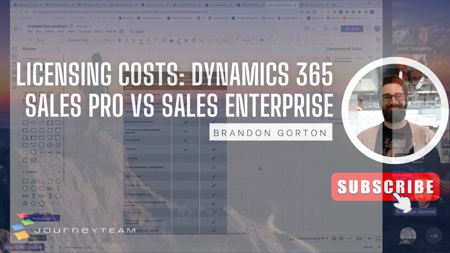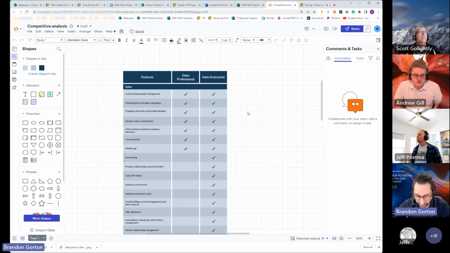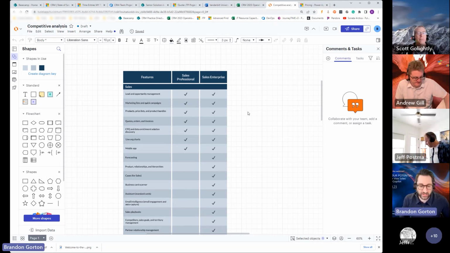Rich helped me put together a sales professional versus sales enterprise chart. He basically just took all of this from the licensing guide, because we do get questions about this. Not very often, because normally I say our target customer base is just sales enterprise or customer service enterprise, because we generally at some point end up using all those advanced features anyways.